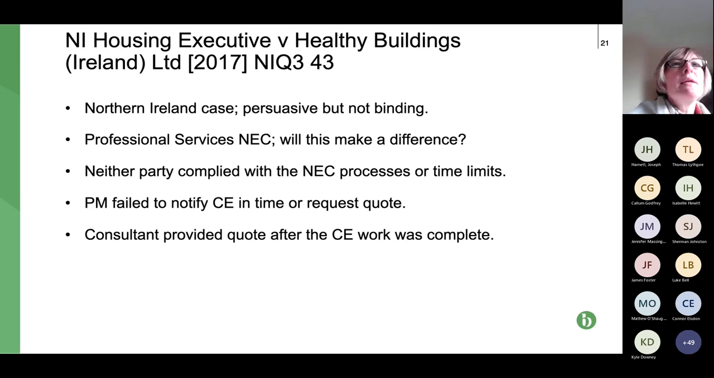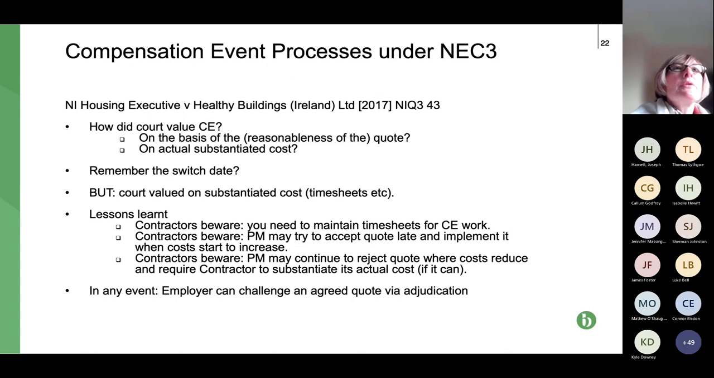And if we can just move to the next slide, please, Jan. What the Northern Ireland courts basically said was that by the time these matters get to court, bearing in mind under NEC, you've got to adjudicate it first and then you go to court. Typically, you're not going to adjudicate until you've got to the end of the project. Not always, but that's how it works in practice.